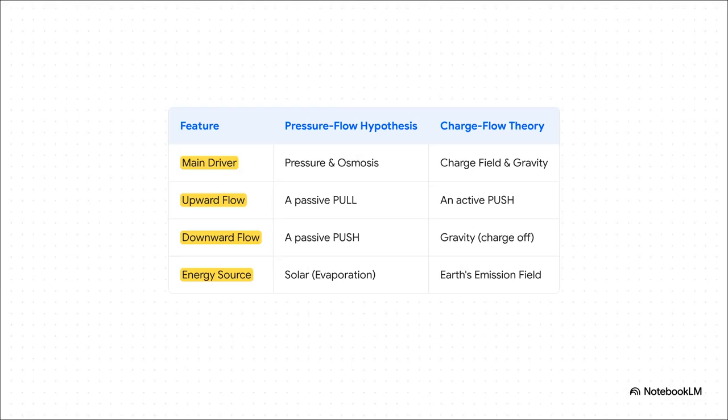It's so simple. So let's just put these two ideas side by side for a second. The old textbook model is all about pressure and osmosis, creating this passive pull up and a totally separate push down. The new theory just throws all that out. It says there's one active push up from a charge field, and gravity handles the trip down whenever that push gets turned off. It is a complete 180-degree shift in thinking.